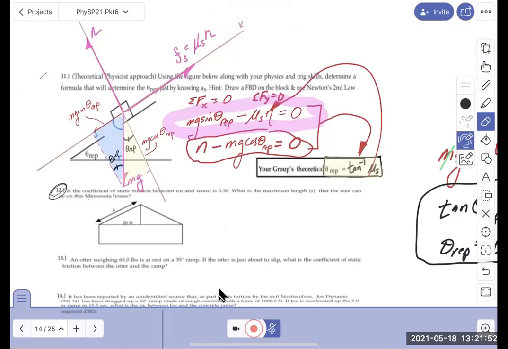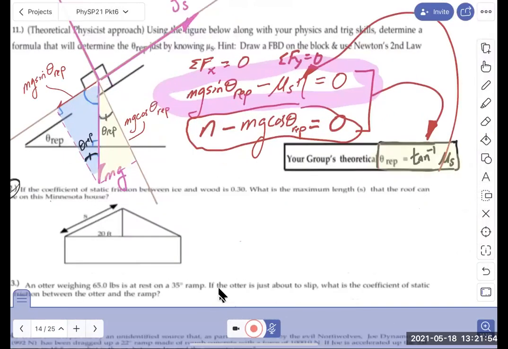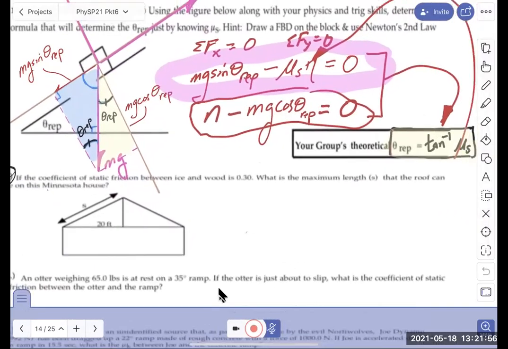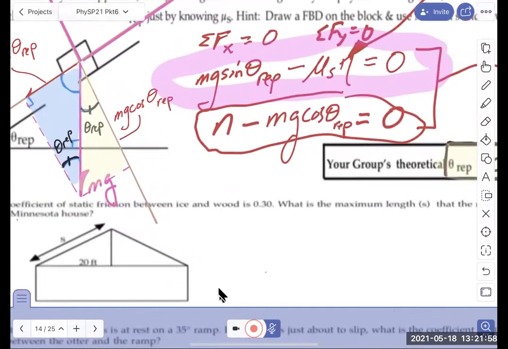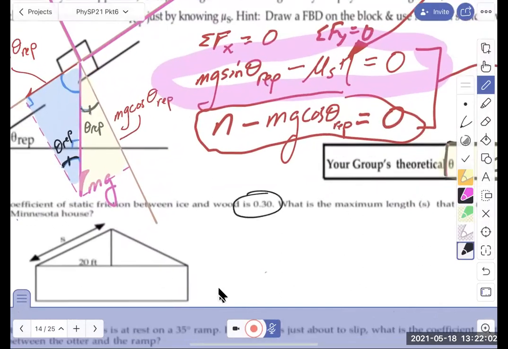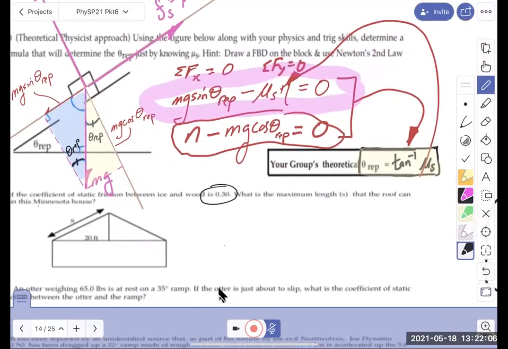So he looks it up, the lawyer that knows a little physics. The coefficient of static friction between the ice and the wood is 0.3. So you can look that up in a book. And then he shows it to a judge, you'll probably win. What is the maximum length that the roof can be?